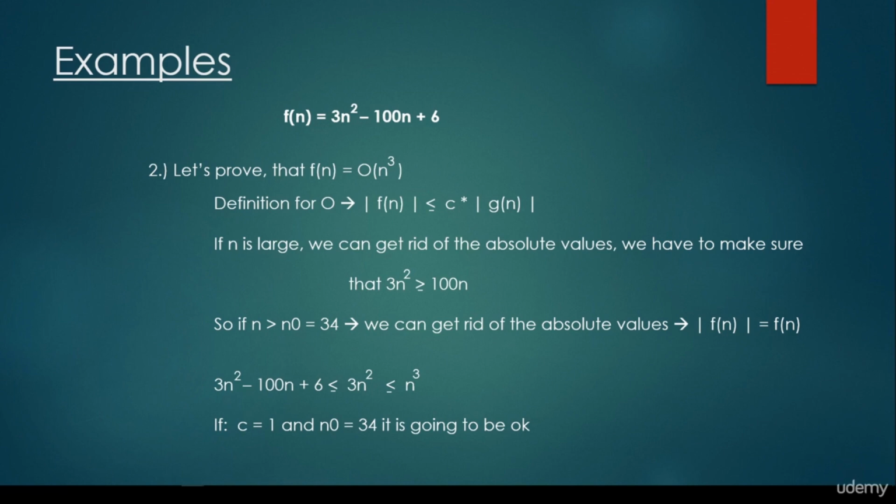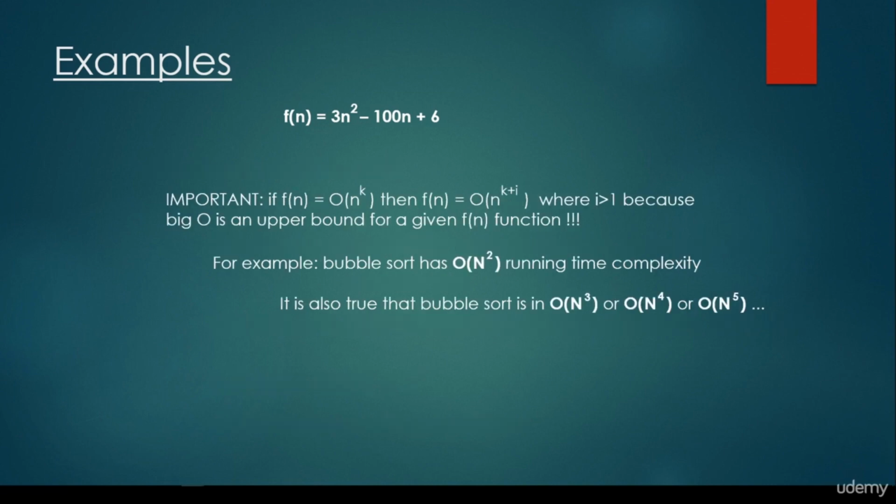Because for 3 times n squared we have seen that f(n) is equal to O(n squared). That's why it is sure that it is O(n cubed) as well. So for example, if c is equal to 1 and n0 is equal to 34, then it's going to be true that f(n) is equal to O(n cubed). And basically, it is true in general that if the f(n) function is big O of n to the power of k, then f(n) is equal to O of n to the power of k plus i, where i is greater than 1. It is also true.